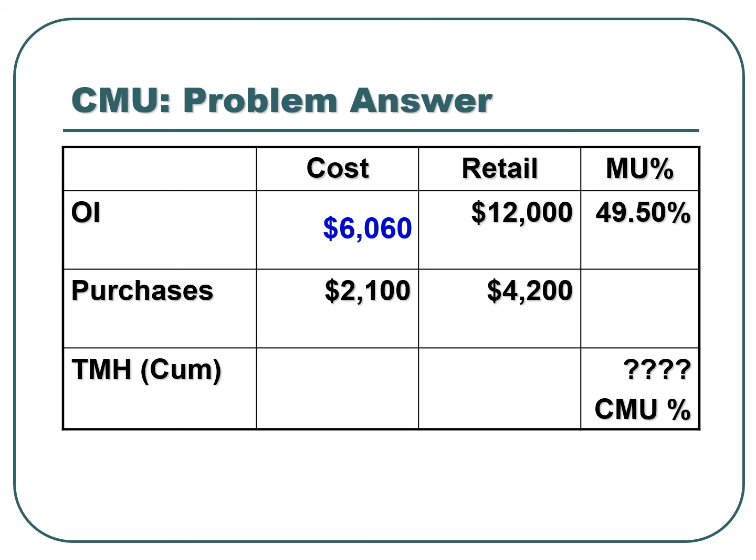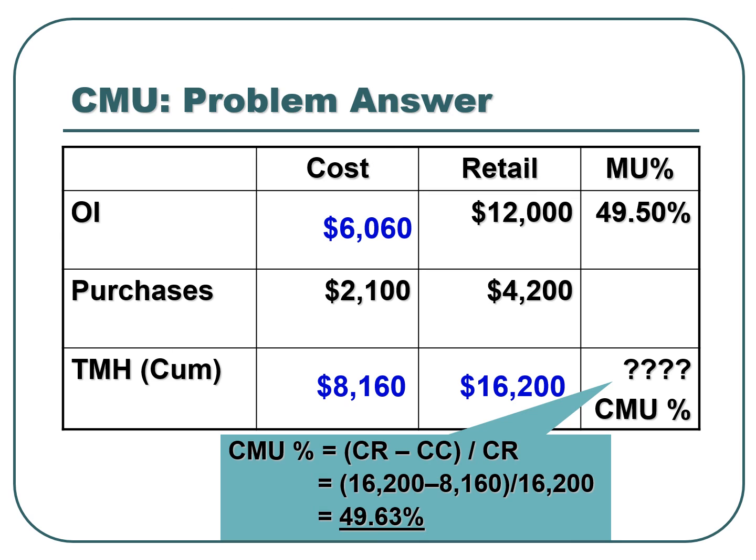And now moving on to the purchases, we already know the cost and the retail value of the purchases that were given in the problem, so we don't have to worry about further calculations. From these numbers, we can calculate the cumulative cost and cumulative retail for the total merchandise handled by combining the cost value of the opening inventory and purchases. That will lead to our cumulative cost. And if you combine the retail value of the opening inventory and the retail value of the purchases, that will be our cumulative retail. So here we have the cumulative cost of $8,160 and the cumulative retail of $16,200.